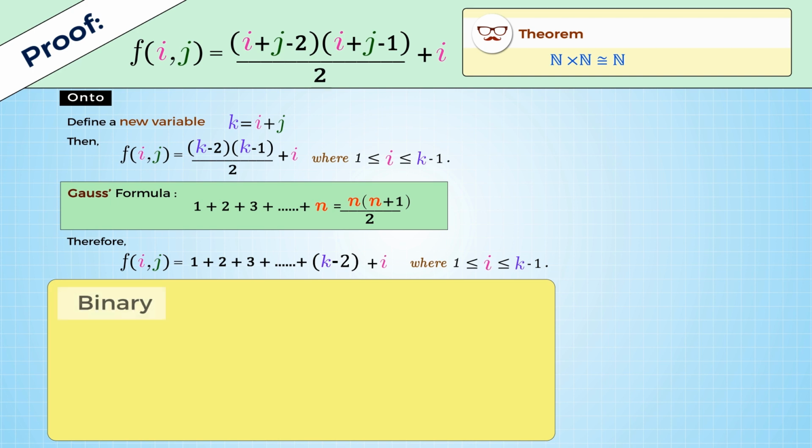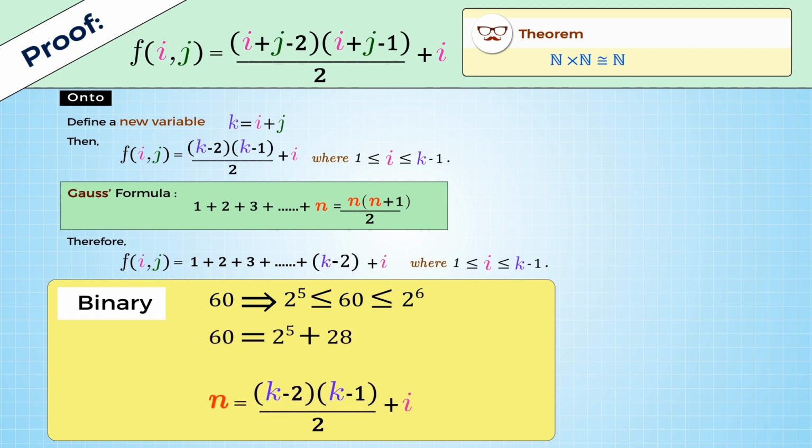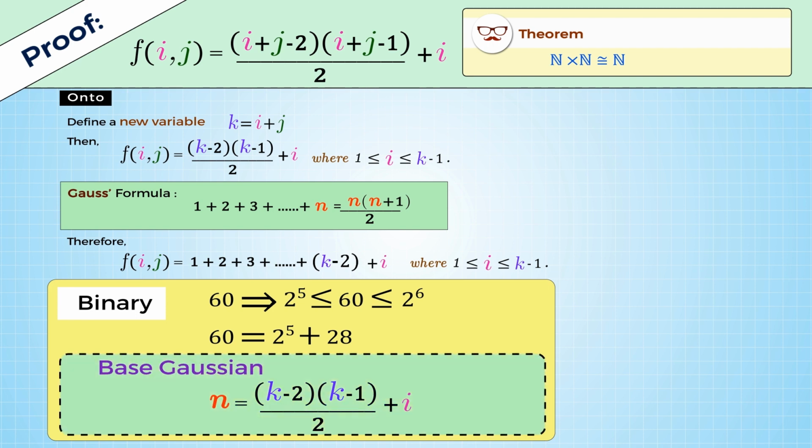Now, the next step is analogous to the first step of writing a number in binary. Subtract off the biggest power of 2 to get a remainder. But here, we subtract off the biggest (k-2)(k-1)/2 less than n to get a remainder of i. Think of this as base Gaussian.